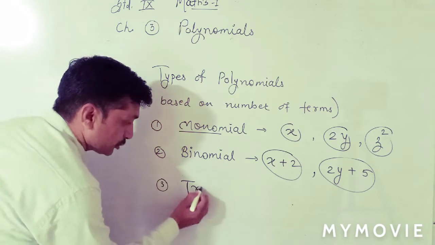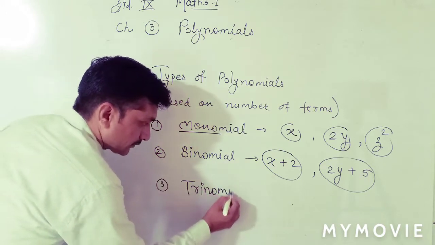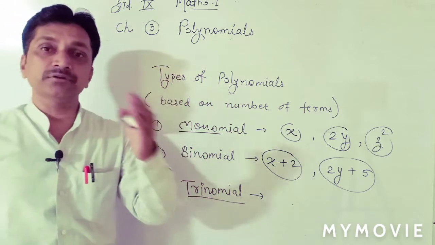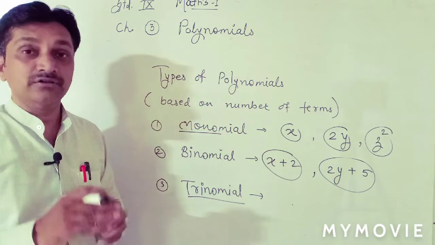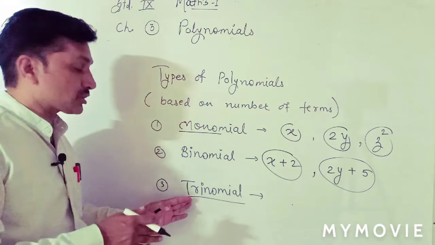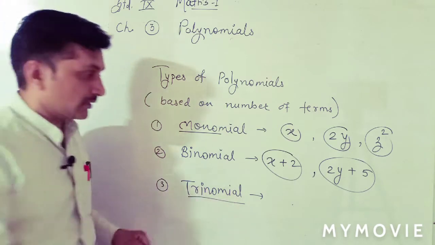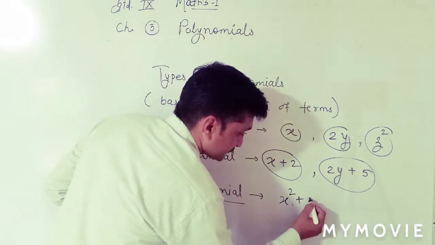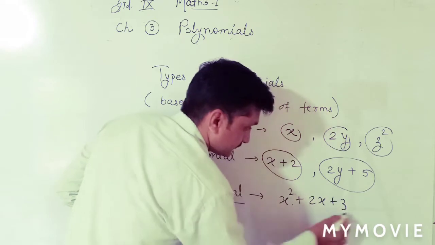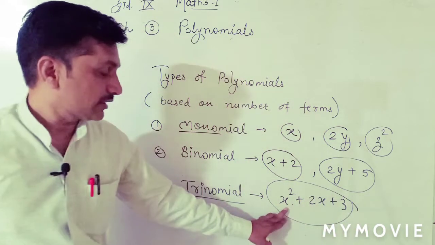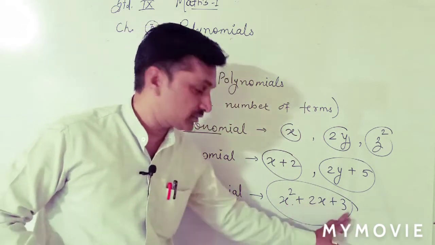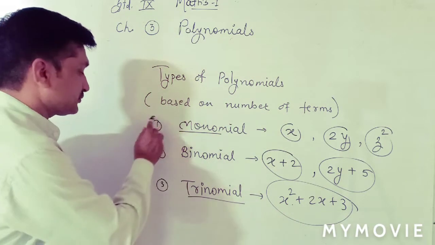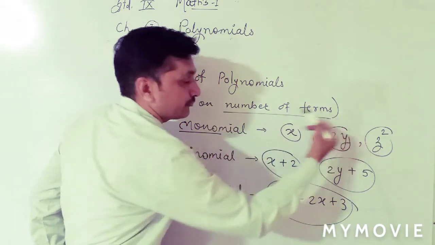Third is trinomial. If there are 3 terms, then that is tri. Tri means 3. For example, x square plus 2x plus 3. Here, x square plus 2x plus 3, 1, 2, 3, 3 terms, then that is trinomial. These are types based on number of terms.